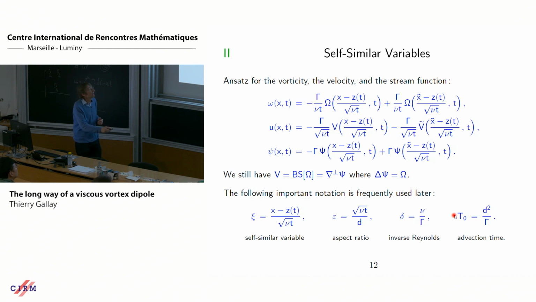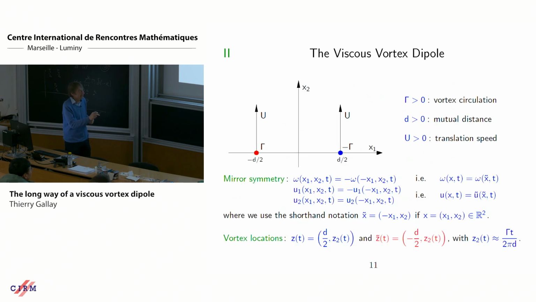And finally, we have the advection time, d square over gamma. If I put a 2 pi here, 2 pi d square over gamma is exactly the time needed for the inviscid vortex pair to travel a distance which is equal to the distance between the vortices, okay? So they have distance d, and I wait until they travel vertically over a distance d also. So it's a unit length on which the inviscid motion is really occurring, okay?